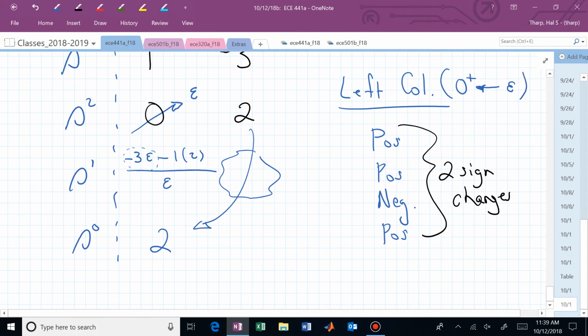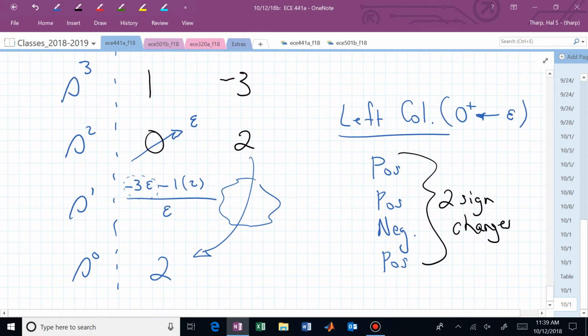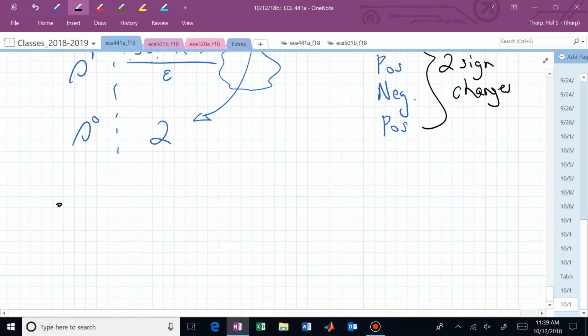that result from this Routh array. How many roots do we have then in the RHP, the right half plane? Well, if we have two sign changes, we have 2 roots in the right half plane.